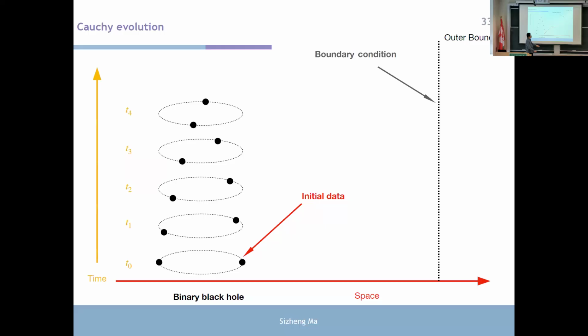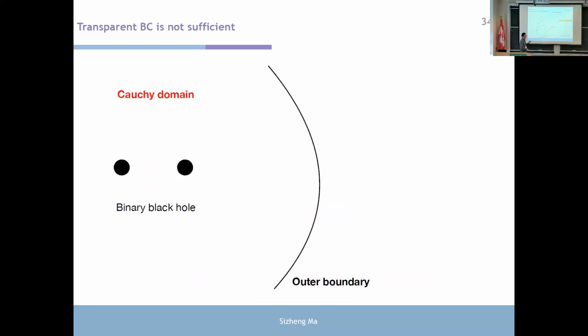At the outer boundary, gravitational waves are mainly outgoing. So people normally pick a transparent boundary condition to avoid reflection at the boundary. But is that sufficient? The answer is no. It's not sufficient for a general setup.